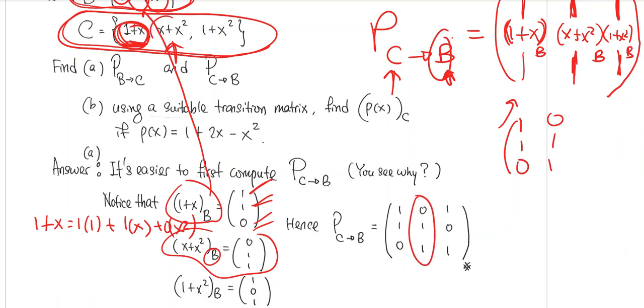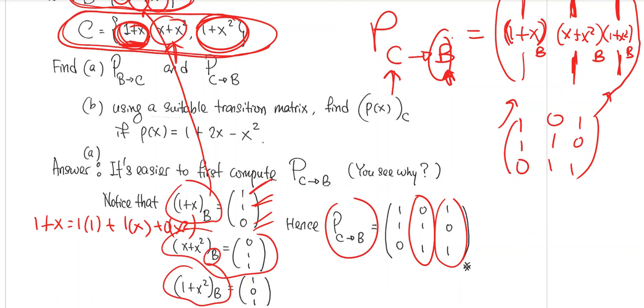And then when you're done with this, what is 1 plus x squared? Not the vector, but the coordinates, right? That's the third column. Because you are referring to the standard basis B, you just read off the coefficients, basically. So you have 1, 0, 1, and that goes right here. So that will be your 1, 0, 1. So this will be the transition matrix from C to B.